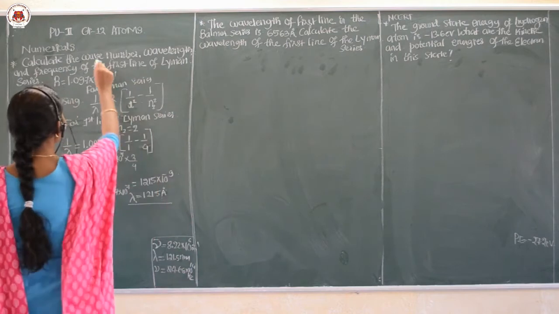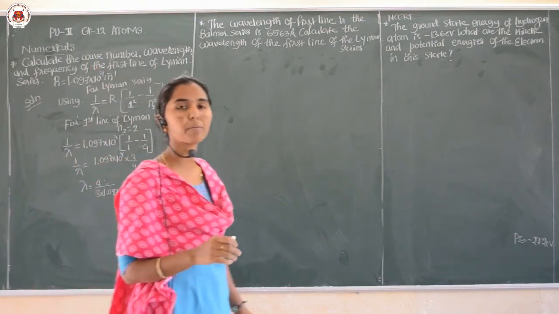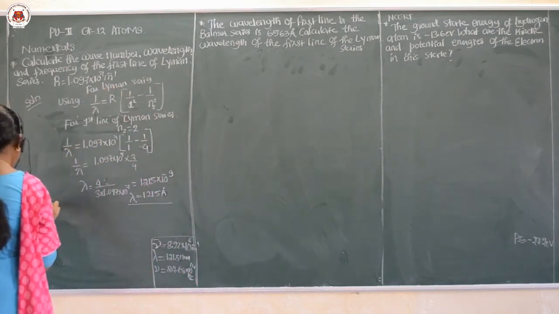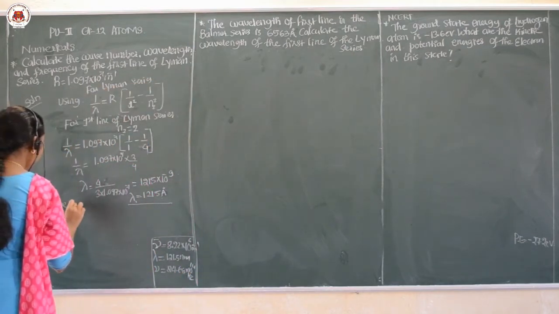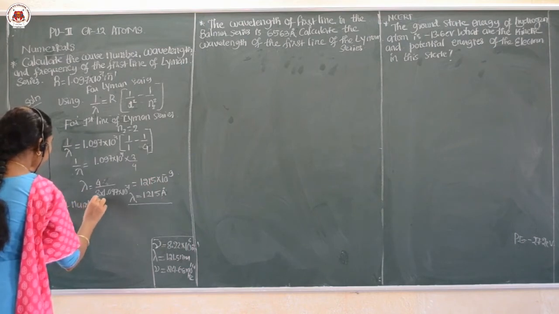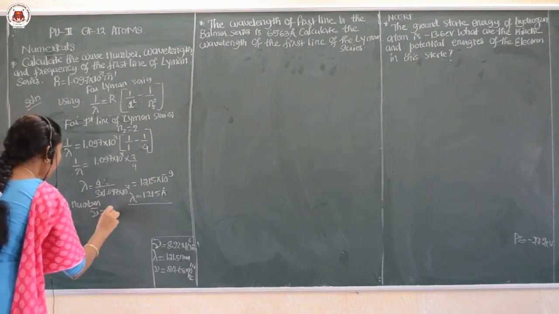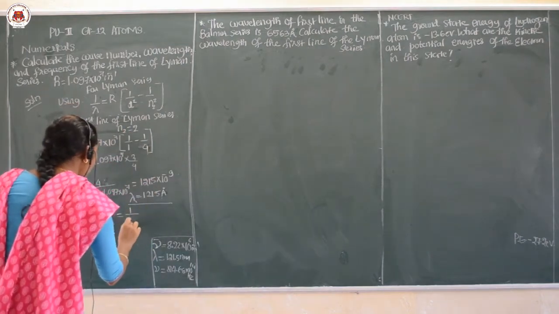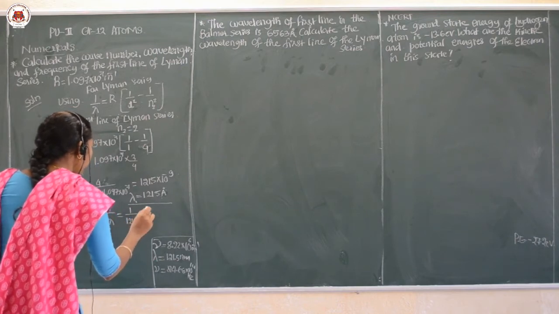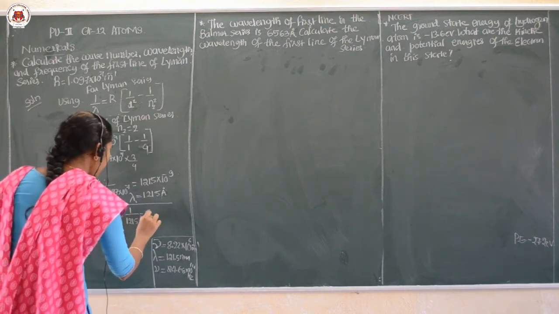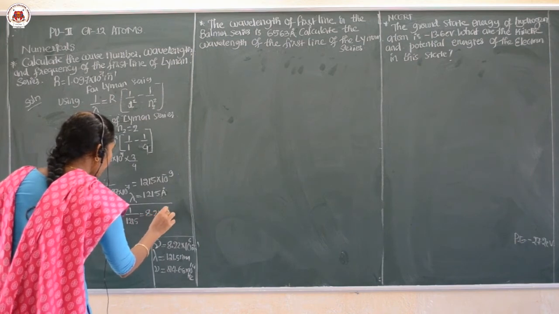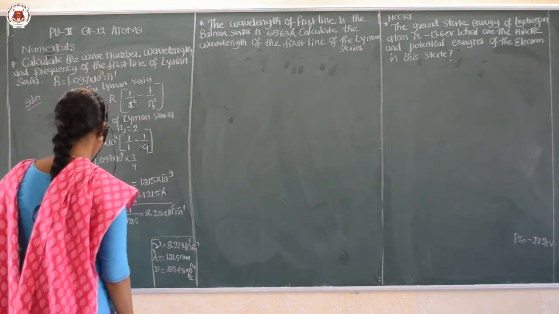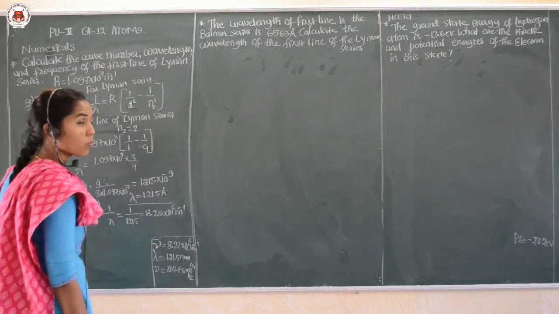And see, the next question is wave number. Wave number means what? It is a reciprocal of the wavelength, isn't it? Therefore, wave number nu bar is equal to 1 upon the wavelength. Then it is equal to 1 upon 1215, and we get the answer, that is 8.228 into 10 raised to 6 per meter. This will be our answer, that is the wave number.